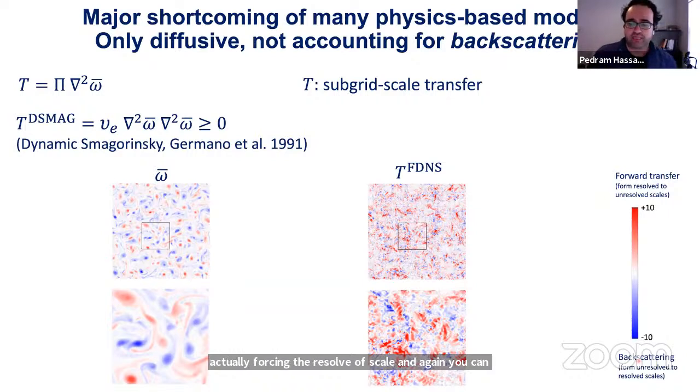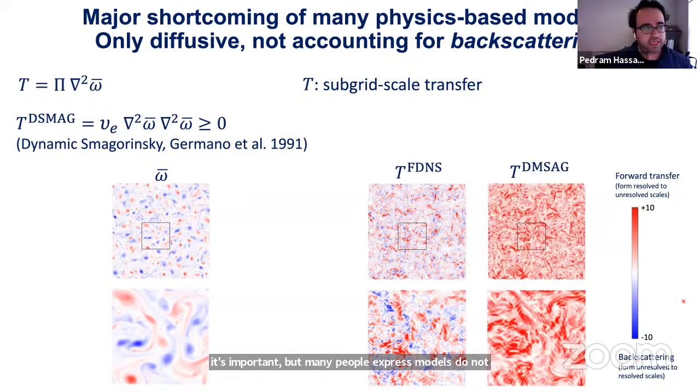This is something that is known in modeling of the atmosphere, in modeling of the ocean, modeling of a lot of fluids, that it is actually something that physically exists and is important. But many physics-based models do not account for it because it can lead to instabilities. For example, the Smagorinsky model, as you see here, it's all red. It only does diffusion, which is very good to stabilize a numerical solver. But again, it doesn't take care of all the physics.